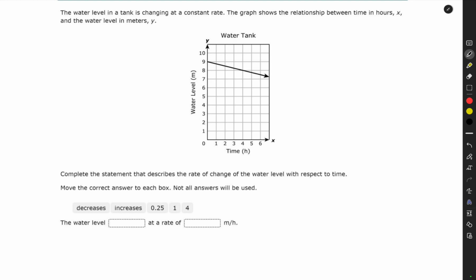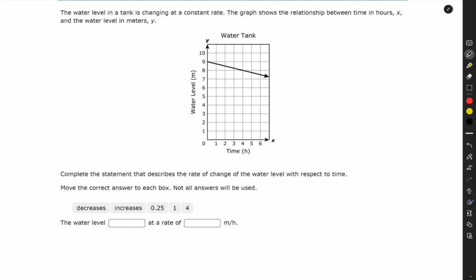And if we look at it closely, there is a line, this line. This is a line which is representing the water level in a tank, which is changing with the passage of time. As the time passes, the water level decreases. Do you see that?